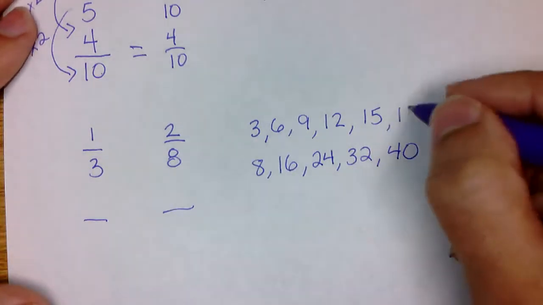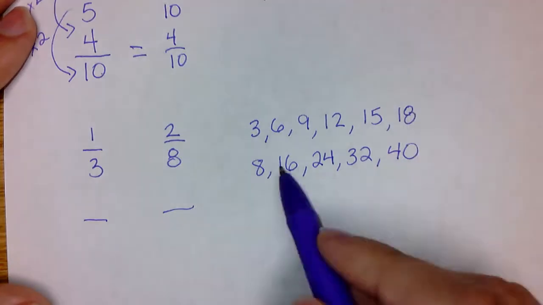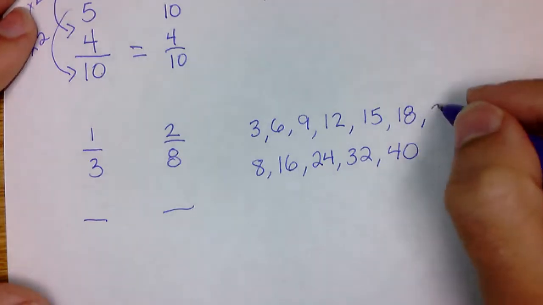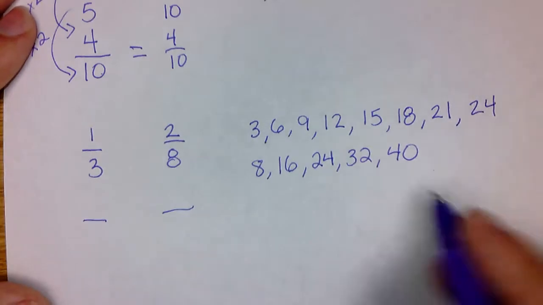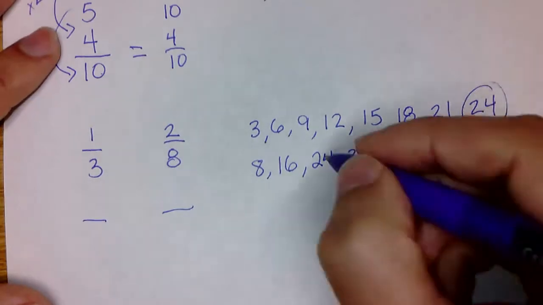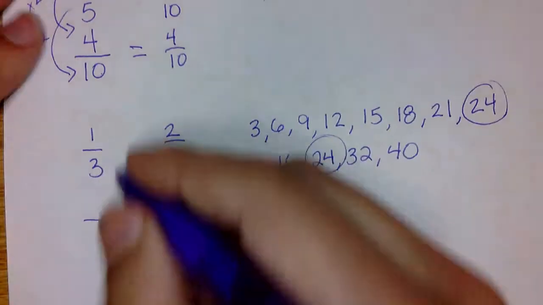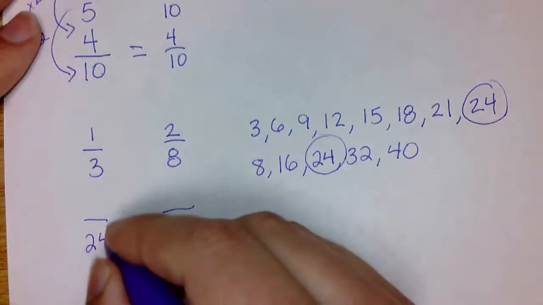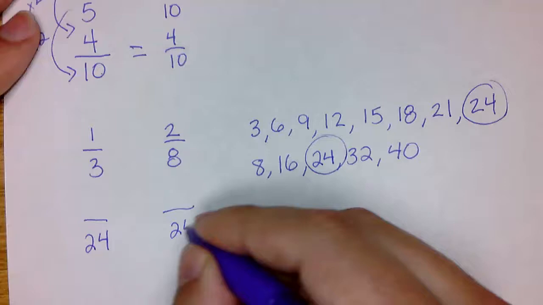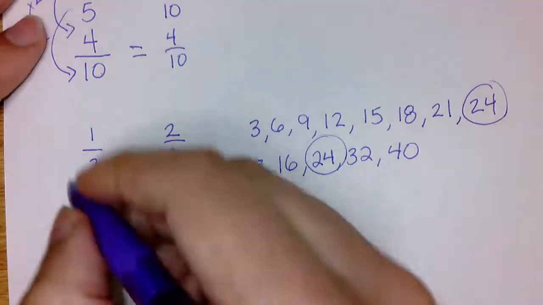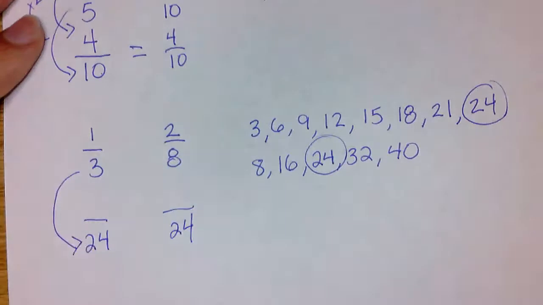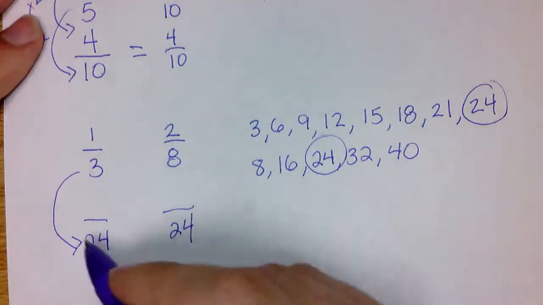All right, so then I get 18, and every time I do one, I'm going to look to see, is it there? Nope. All right, then I have 21. Is it there? Nope. And then I have 24. Oh, look at that. They share 24 in common, which means I could change thirds into 24ths, and I could change eighths into 24ths. Now I want to look to see, what did I multiply my denominator by to get that new denominator? 3 times what is 24?